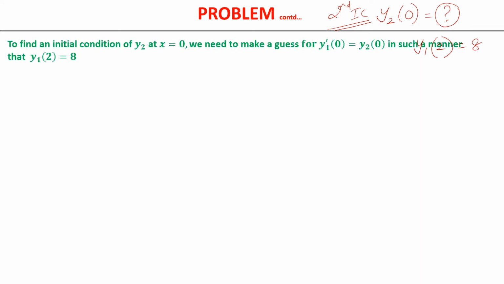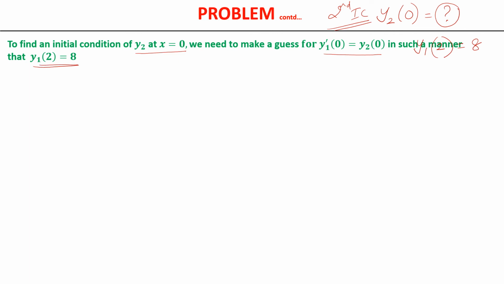So now we are supposed to find the value of y2 at 0. This is what is my unknown, first of all. Second initial condition that we have to make a guess. And what is the condition that we have to check? That y1 at the second endpoint, which is 2, should be equal to 8. So this question mark is to be judged by taking two guess values. So our unknown is to first find the initial condition at y2 at x equal to 0. So we want to make a guess, and in such a manner that y1 of 2 is equal to 8.